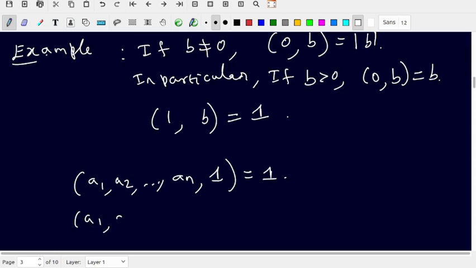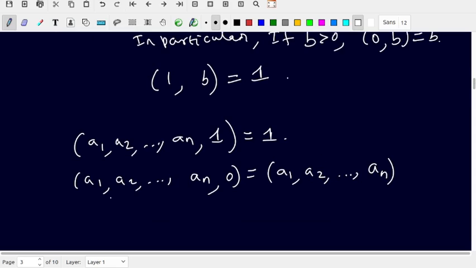Suppose we have a1, a2, etc., an, comma 0. What is the GCD of a1, a2, an, comma 0? You can remove 0, that is, it is the GCD of a1, a2, etc., an. If you find 0 among the n numbers, you can eliminate 0. For the rest of the numbers you find the greatest common divisor, which is the common divisor of all the numbers. So if there is a 0, we can remove it.